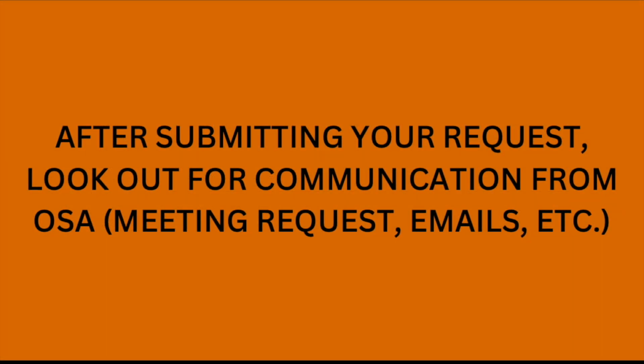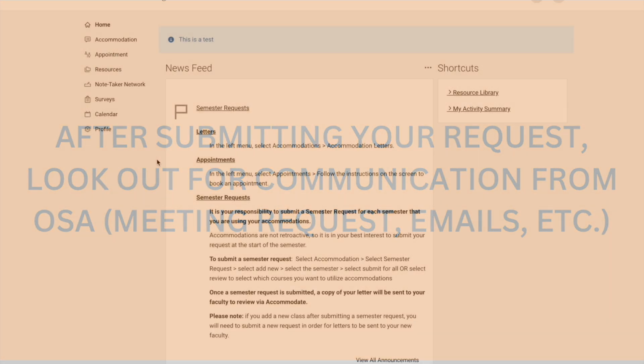After you submit your request, look out for communication from OSA about your next steps, which usually arrives via email. This might include a request for you to schedule a meeting to discuss your request further. If your supplemental request is approved, you'll receive news of this via email, and you will need to sign a letter acknowledging and accepting the additional accommodations.